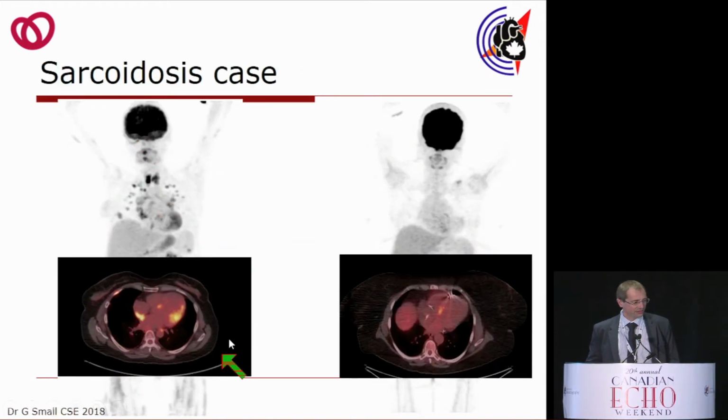So in terms of our case, this is our lady at presentation. She was then managed for 3 months with 30 milligrams of prednisone. And you can see here she's had resolution of the pulmonary sarcoidosis in terms of inflammation. There's still a mild degree of cardiac uptake, but it's much improved in terms of where she was at presentation.